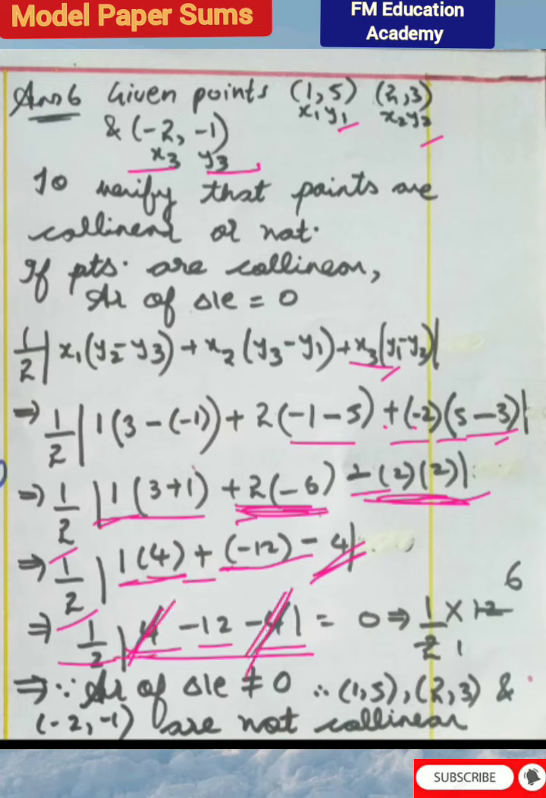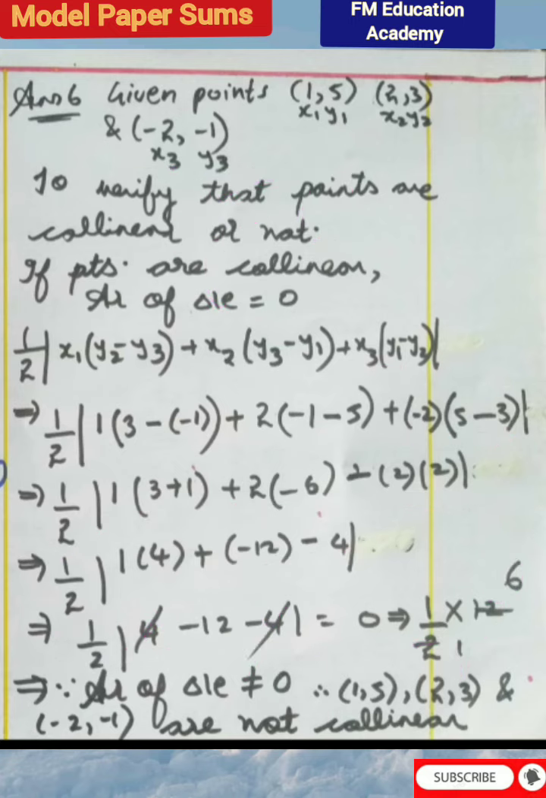What do I have? Half. Now if I want to remove the modulus sign, the minus sign will go. So half into 12. 2 6s are 12. So we are getting the area of triangle as 6. We are not getting the area of triangle as 0. So we can say that (1, 5), (2, 3) and (-2, -1) are not collinear. Because if they have an area, it means they will form a triangle. They will not form a line.